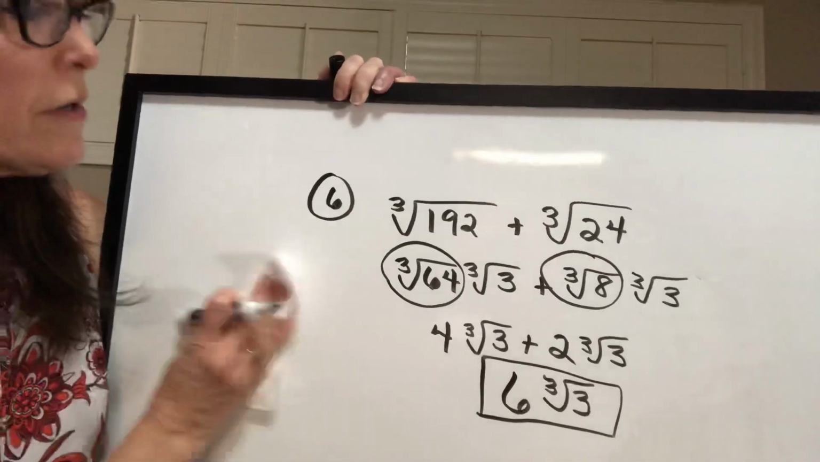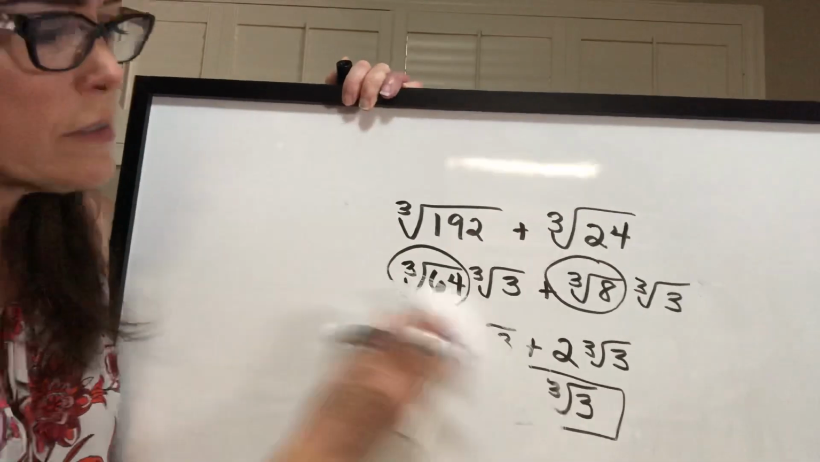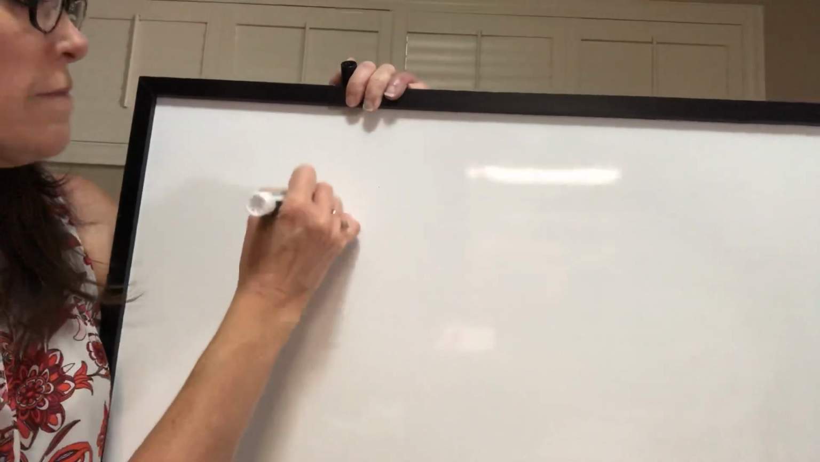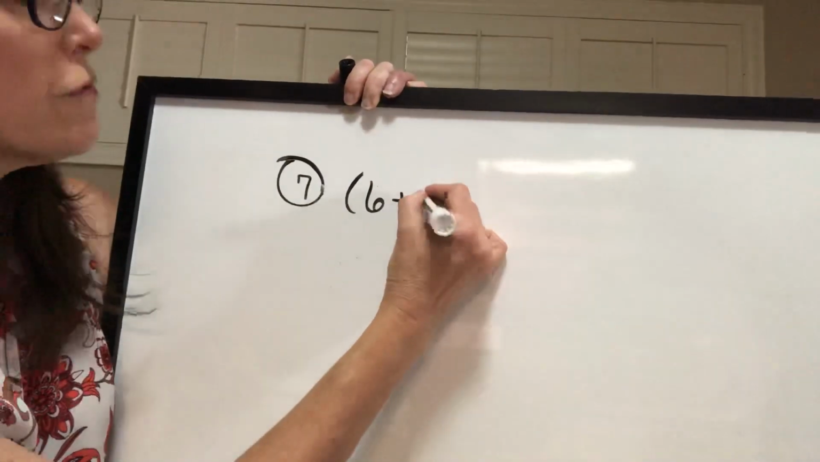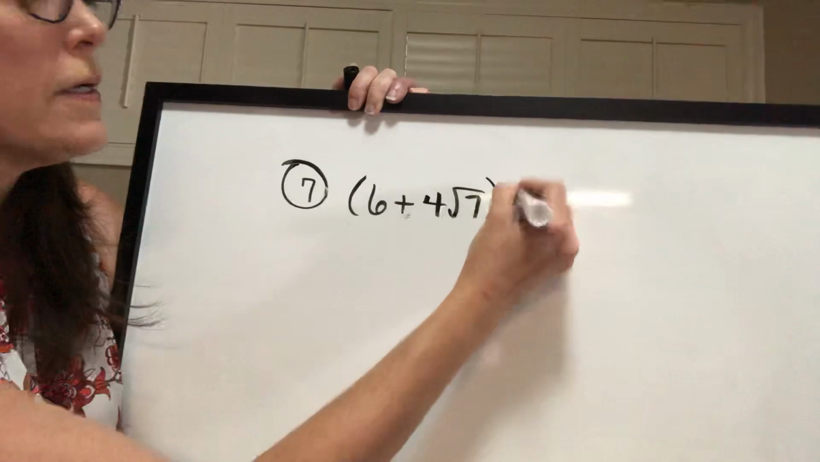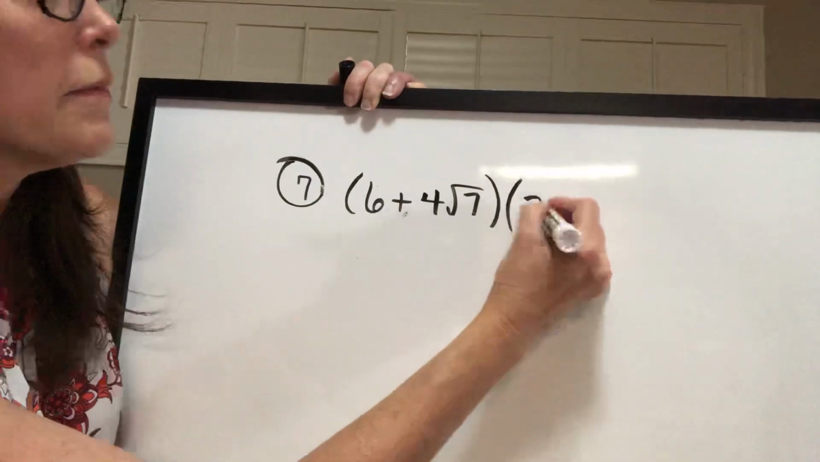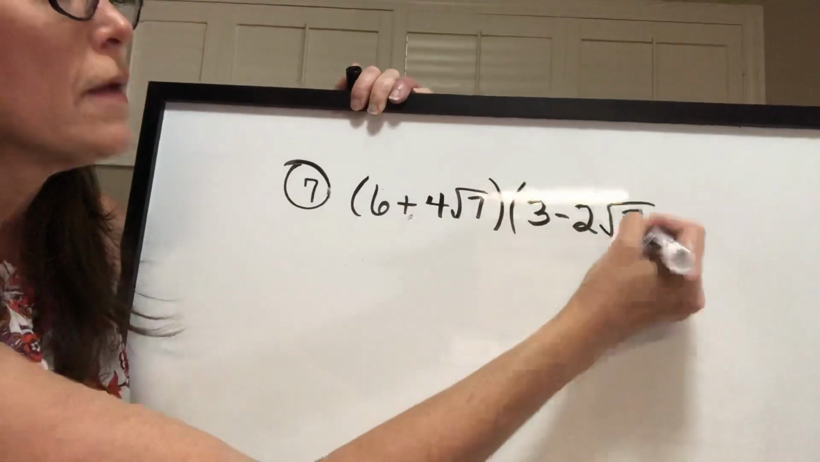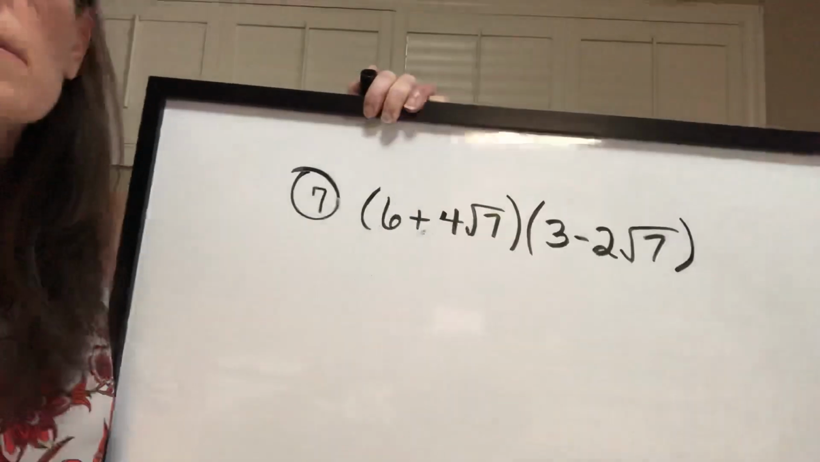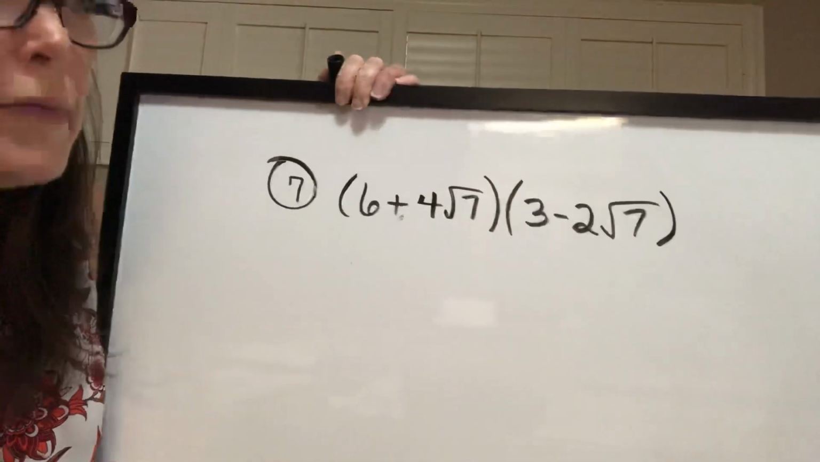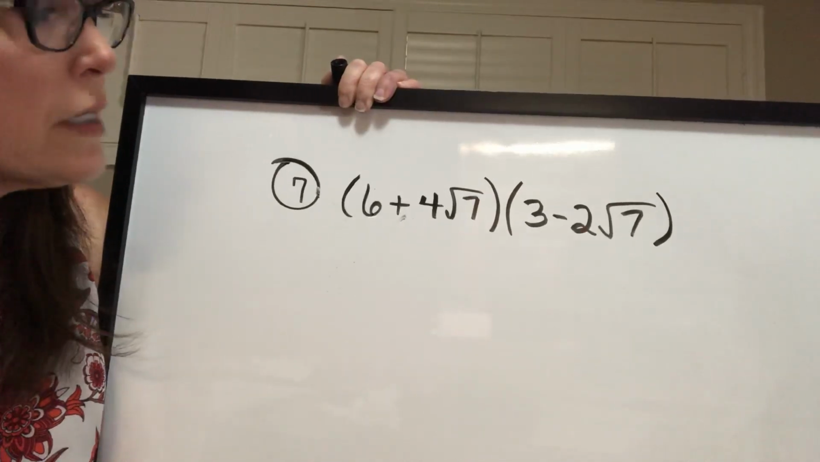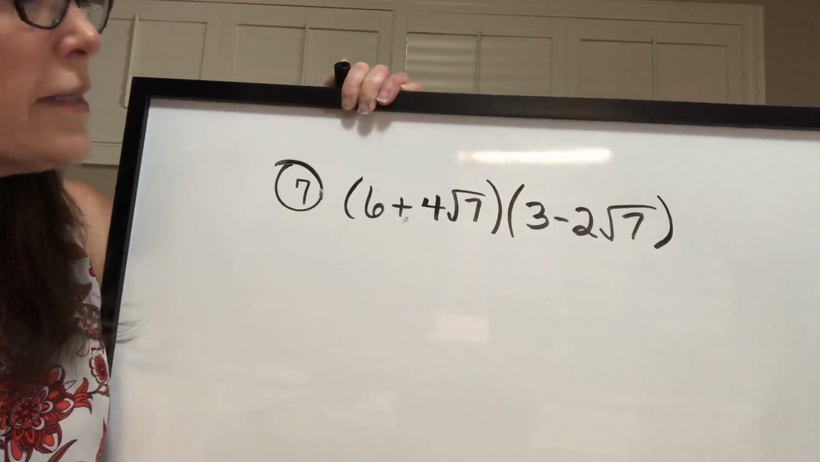Okay, so those are the addition and subtraction ones. So now we're going to go next to multiplication and division. So in number 7, we are trying to multiply 6 plus 4 square root 7 times 3 minus 2 square root 7. Okay, so because this is something with 2 terms multiplied by another 2 terms, you can do the FOIL method that you learned in Algebra 1. So first, outside, inside, last.